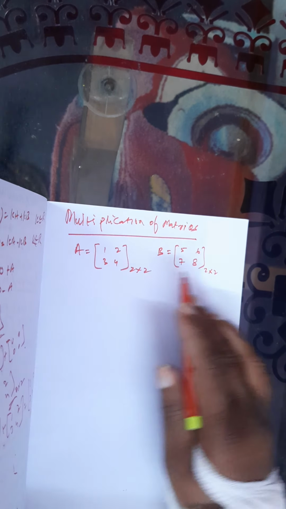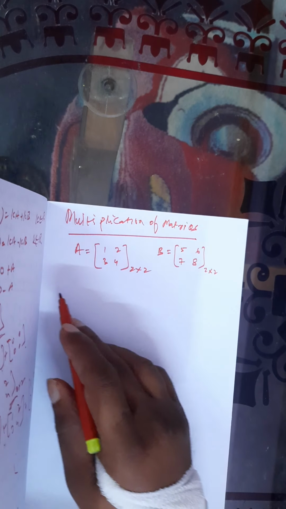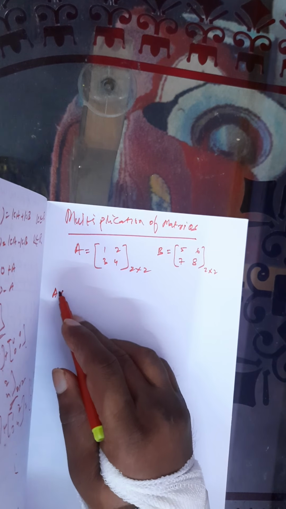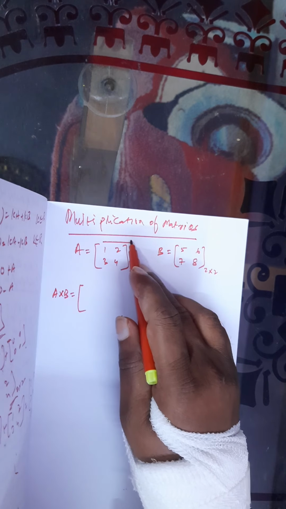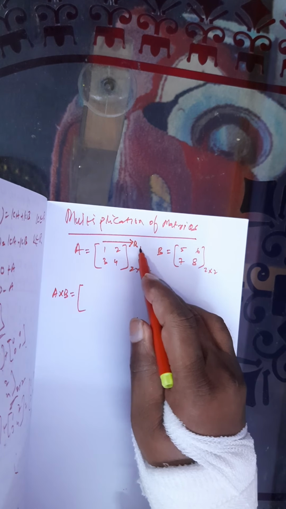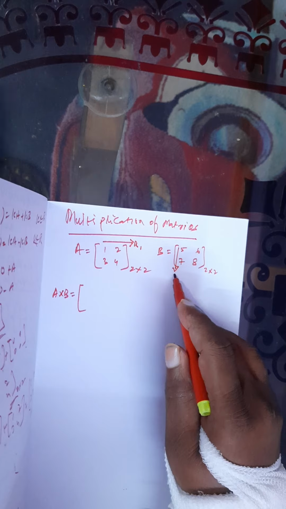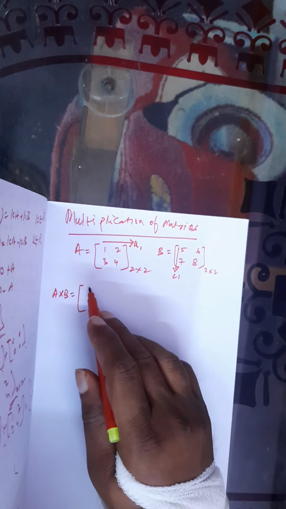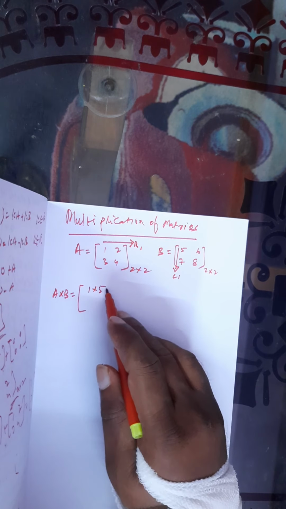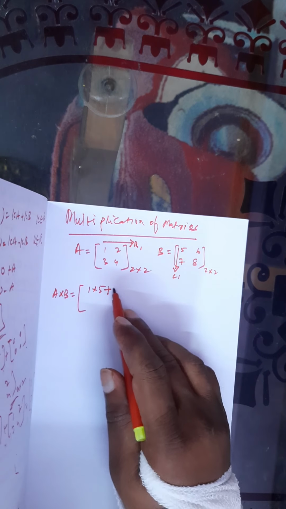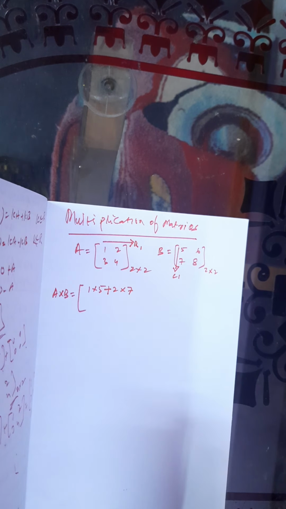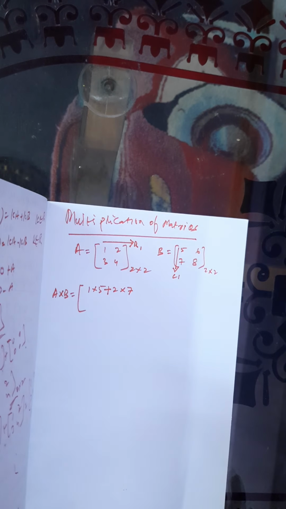We are taking square matrices. How to multiply them? It is a time-taking procedure, slowly you have to understand that. First, take the first row and the first column elements. Remember this: first row, first column means 1 into 5 plus 2 into 7. This is a procedure. If you follow this procedure for all, it is okay.